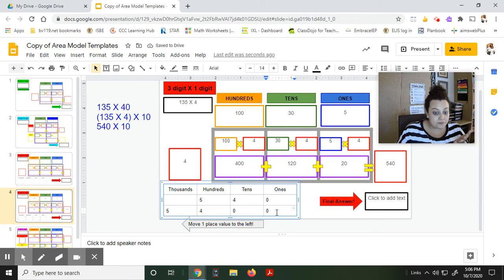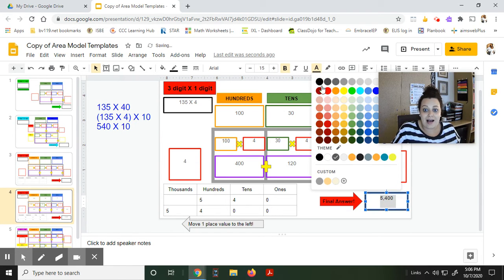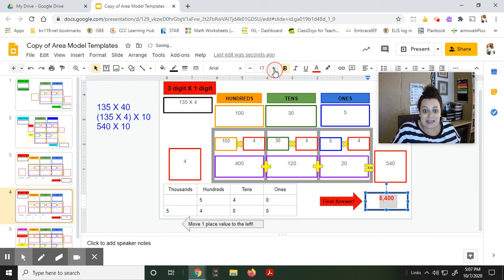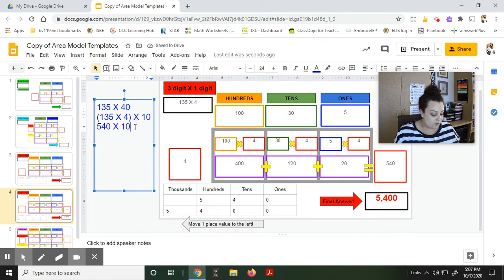So our final answer down here with the big red arrow is going to be 5,400. Woohoo! We did it! Let's make it big and bold and beautiful. Yes! So that is your final answer. I'm going to type that in over here: 5,400. And that is how you multiply by a power of 10 using an area model.